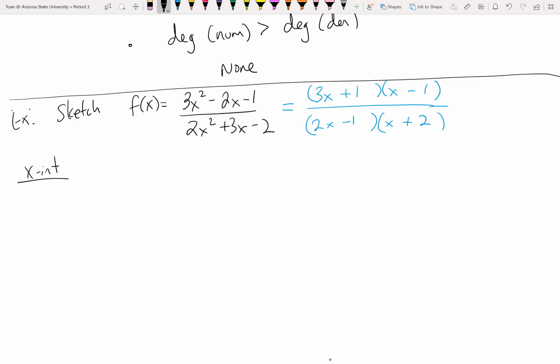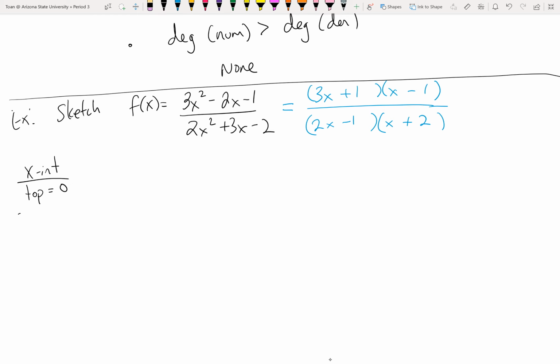To refresh our memories, to find the x-intercepts of a rational function, you just set the top equal to 0. That's it. That's all you got to do. Now, you could set the original numerator equal to 0 and solve, or this is why I like factoring. It makes solving easier. I'm going to use the factored form.